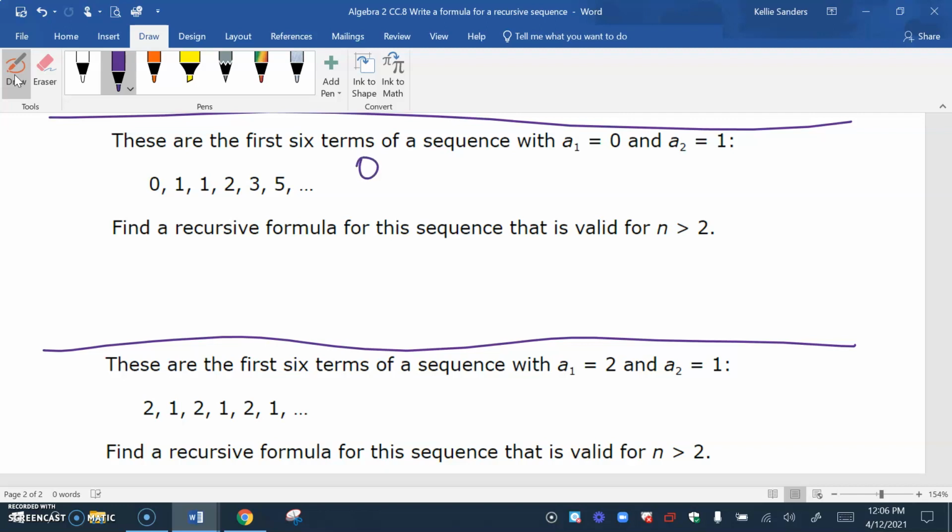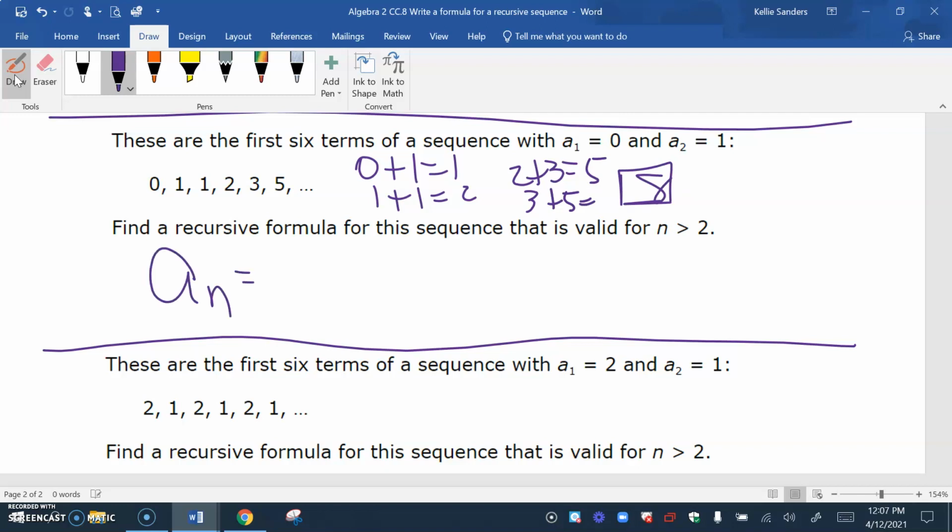So 0 plus 1 is 1, 1 plus 1 is 2, 2 plus 3 is 5, 3 plus 5 is blank, right? So the term we're looking for is the term right before it plus the term right before that. So the last two terms added together get you the next term.